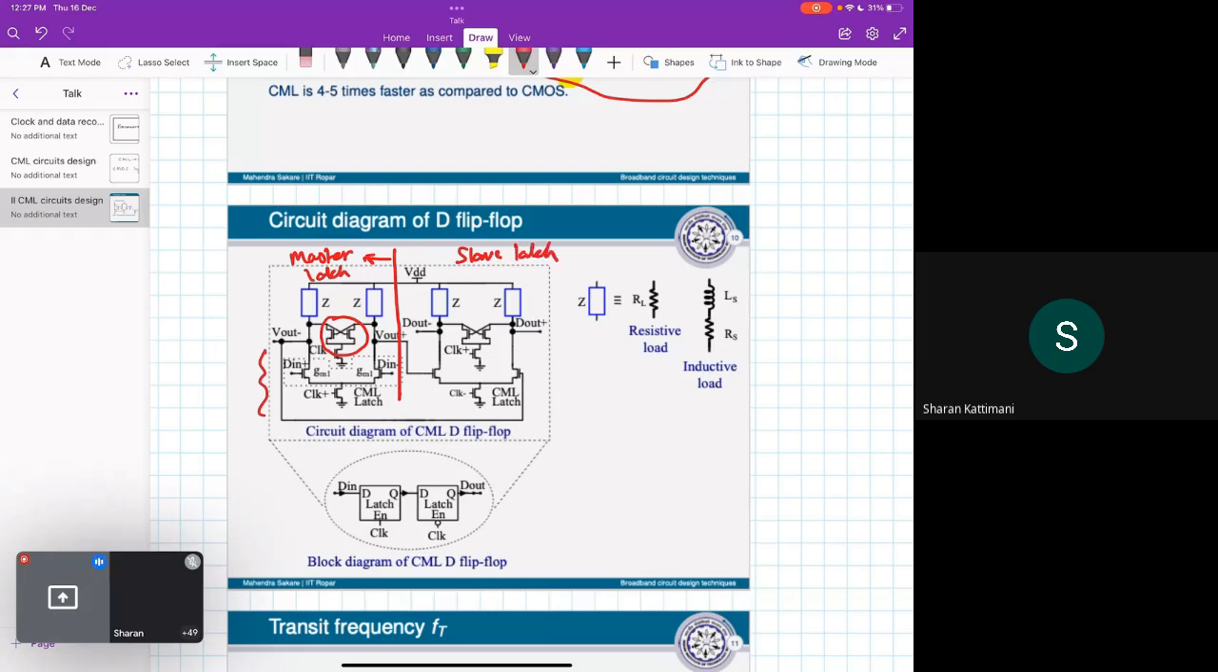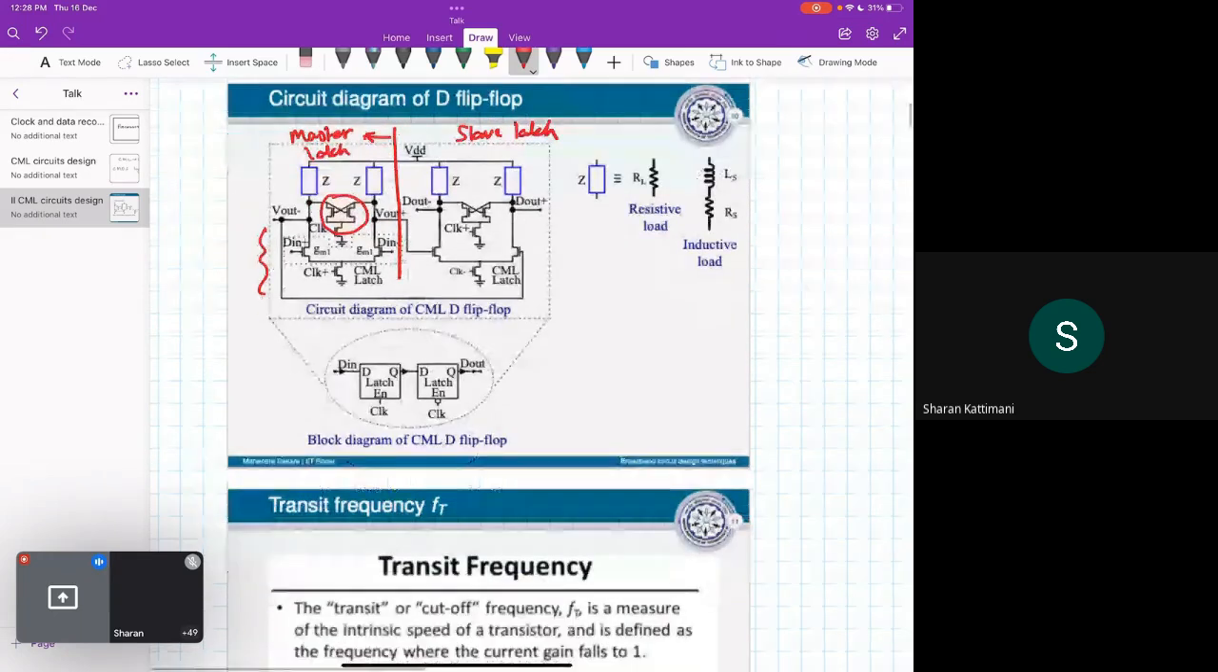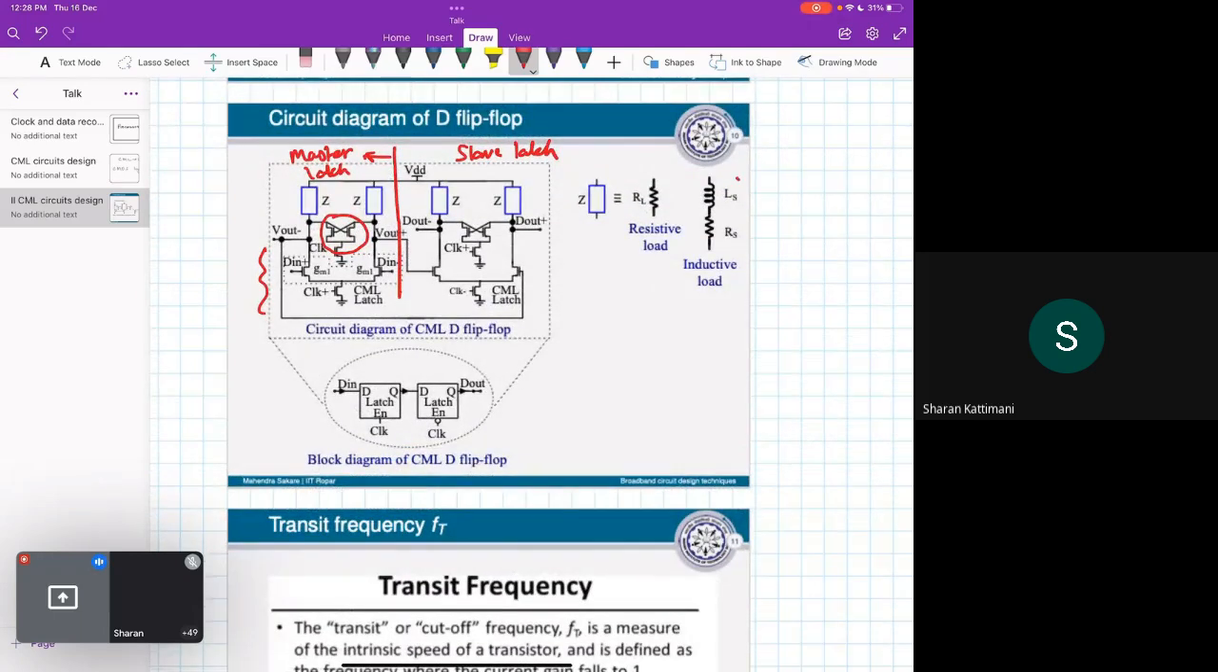So we reach a limit from above which we cannot go. But there is a need for bandwidth enhancement. Then how to improve it? There are various techniques, such as inductive peaking and an FT doubler, and different things. Let's discuss some of them one by one.